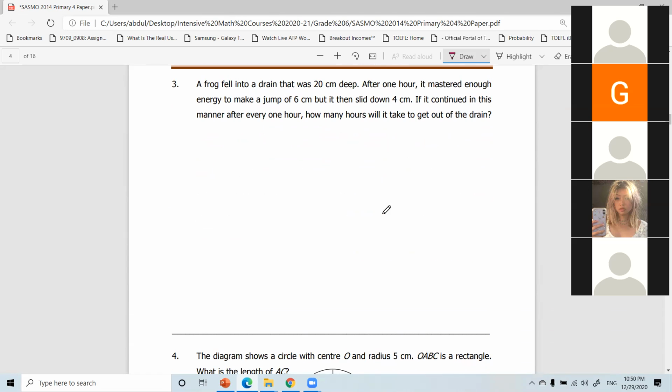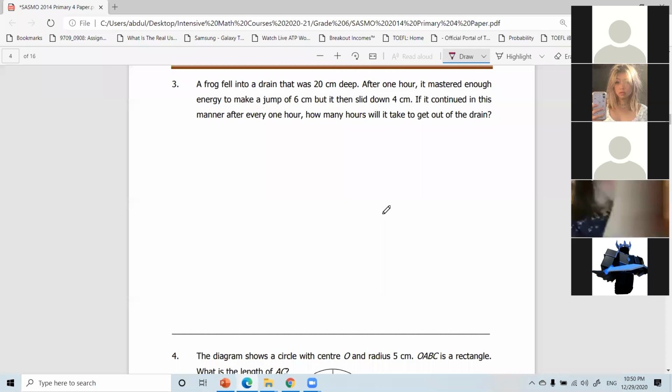Okay, Yasmin, can you read this question? Sure. A frog fell into a drain that was 20 centimeters deep. After 1 hour, it mustered enough energy to make a jump of 6 centimeters, but then it slid down 4 centimeters. If it continued in this manner after every hour, how many hours would it take to get out of the drain? Okay, guys, if you don't understand, read it again.